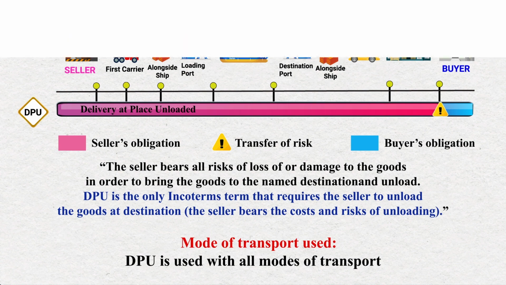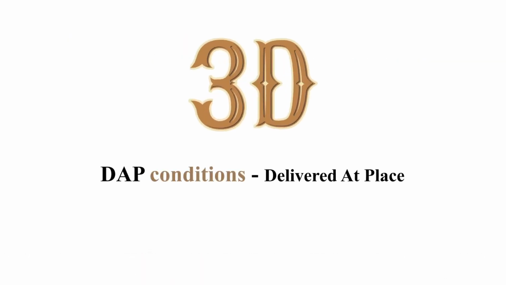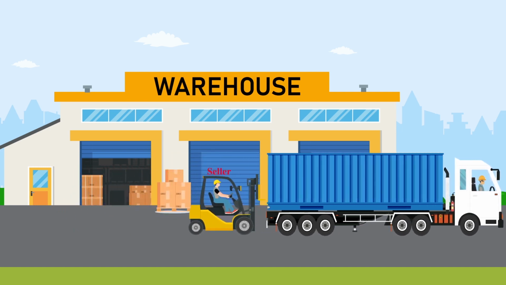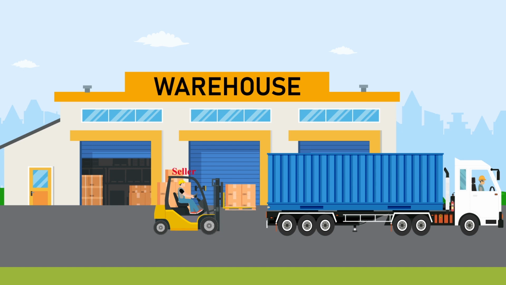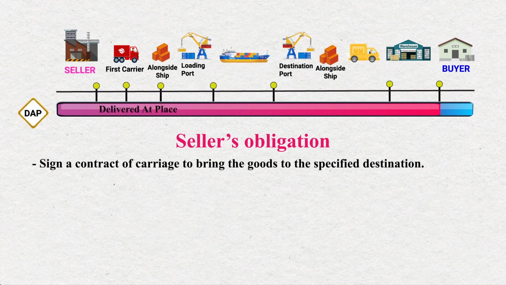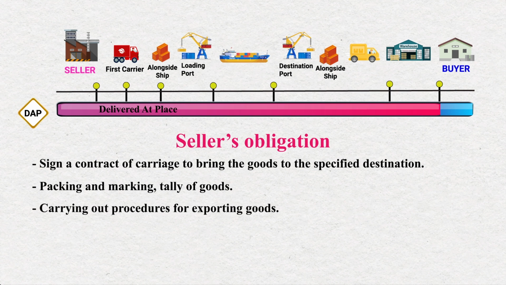Next is DAP conditions, or delivered at place use case. Conditions to be used if the buyer does not have the ability or experience to bring the goods to his/her importing country. The seller can do this extra work, calculate this cost in advance, and contract under DAP terms. Seller responsibilities: sign a contract of carriage to bring the goods to the specified destination. Packing and marking, tally of goods. Carrying out procedures for exporting goods.